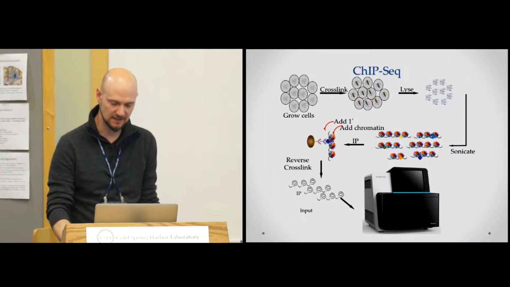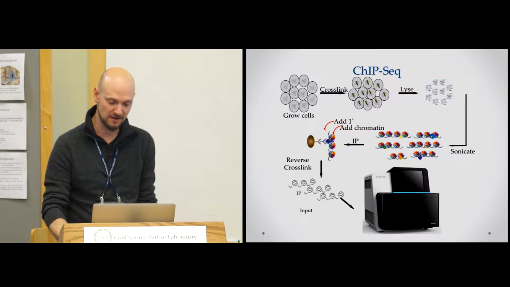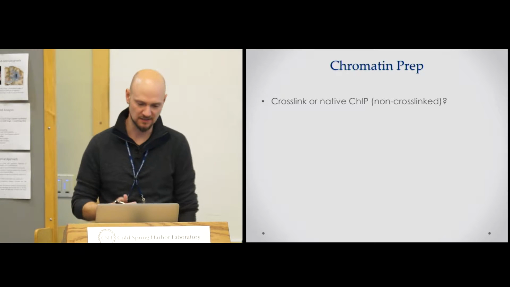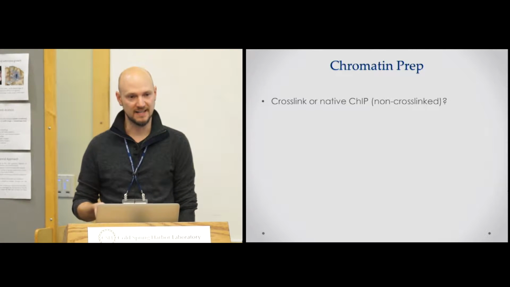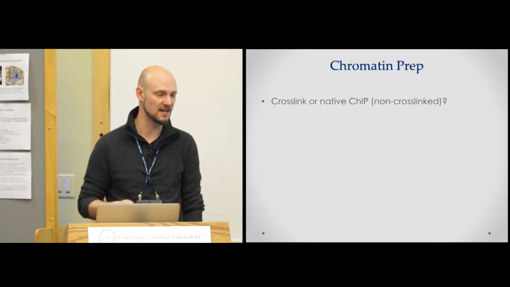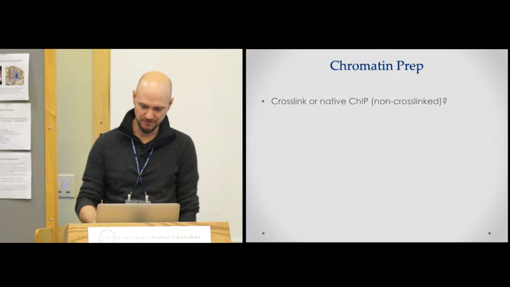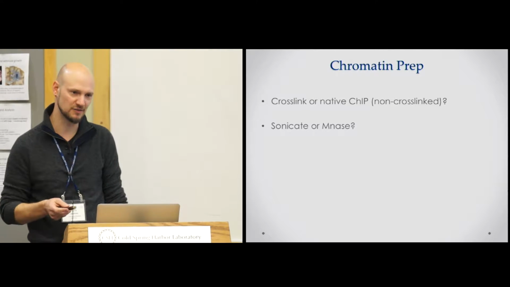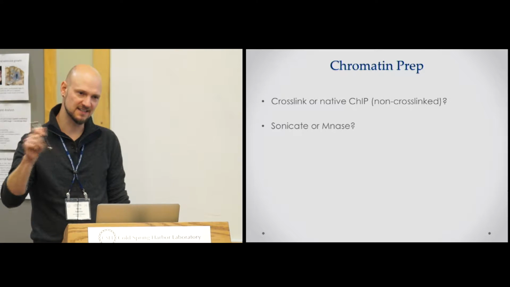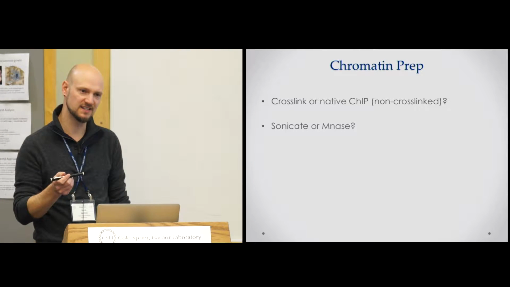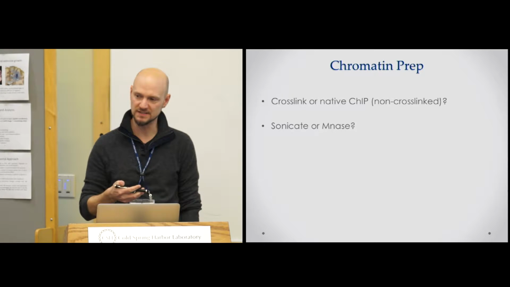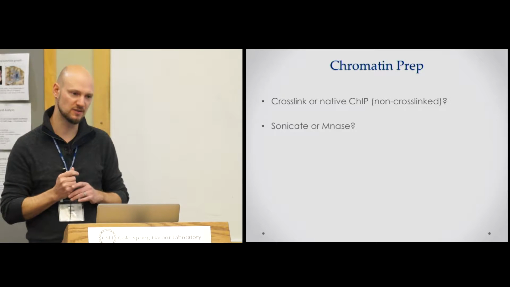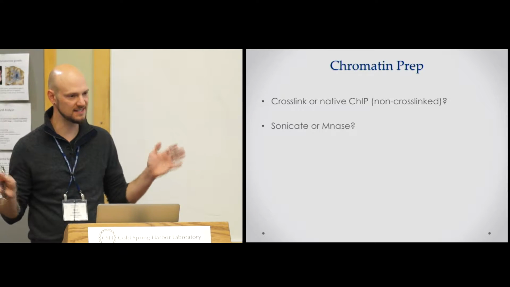But I will point out that there are some options to modify the protocol. One question that some people ask is, should you cross-link or should you do what's called native ChIP? Native ChIP means you're not going to actually cross-link your cells. And so this also then determines whether you should sonicate or use MNase. MNase, micrococcal nuclease, eats DNA, so it makes a nick in the DNA and it eats back until it hits the protein. So if you treat chromatin isolated from your nuclei with MNase, then those linker regions between the nucleosomes will get eaten away, right? So that DNA will get eaten away.